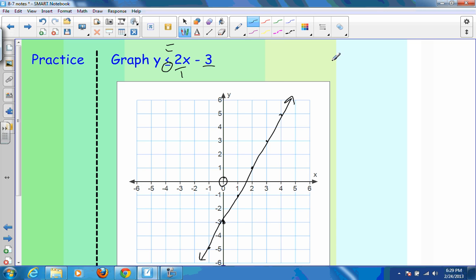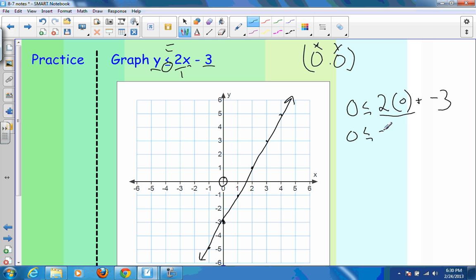So let's try it. Remember, 0, 0 is just an x, y coordinate. So we can just plug that in for x and y. So what I have is 0 is less than or equal to 2 times 0 plus -3. I like to add the opposite. So then I have 0 is less than or equal to 2 times 0, which just gives me 0, minus 3. So I ask myself, is 0 less than or equal to -3? Well, we can look at a number line right here. 0 is here and -3 is here. So no, this is false.